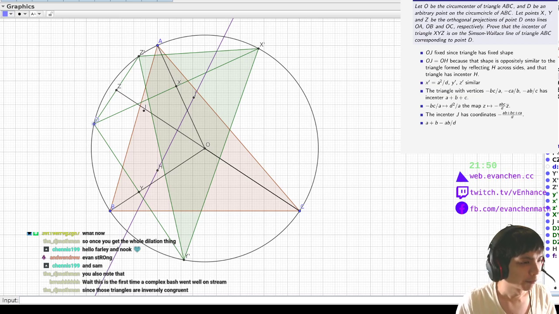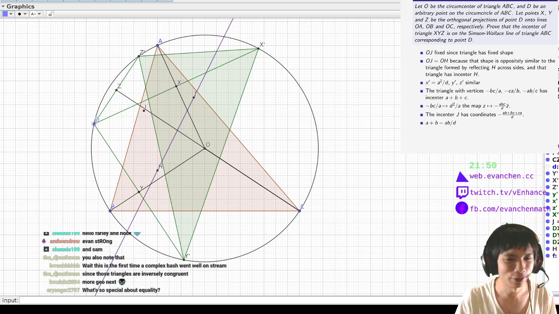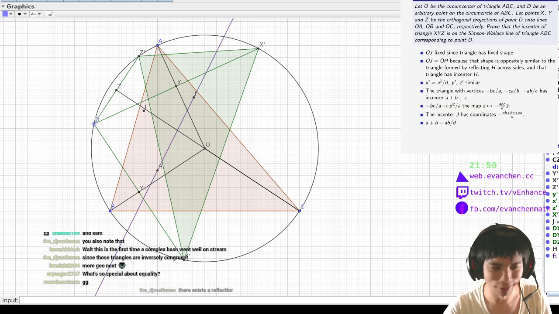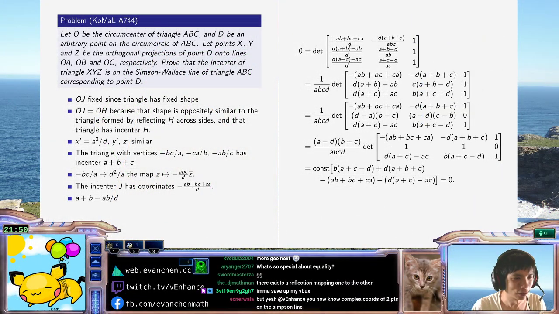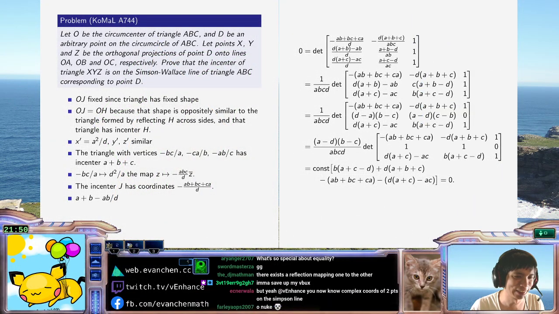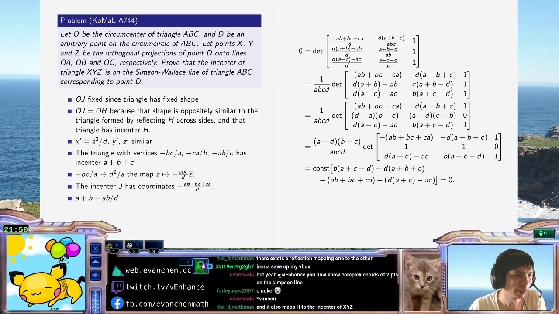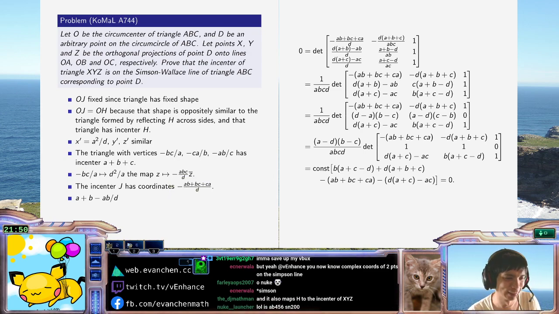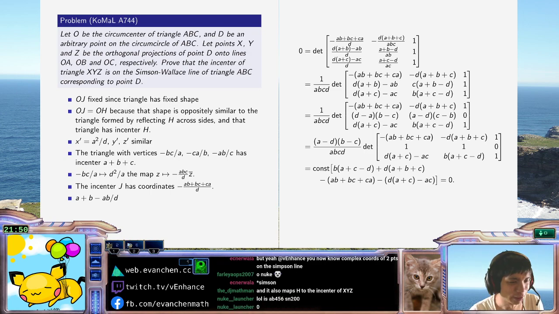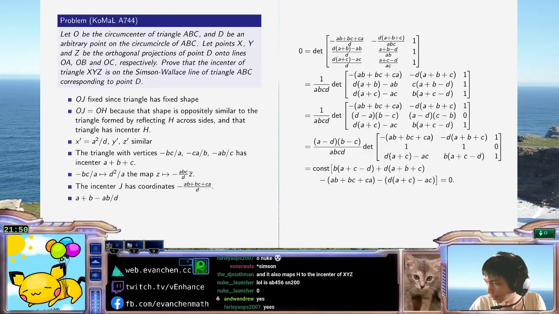This is the first time a complex bash went well on stream. That's because when you look at the complex bash, oh, actually there are 12 terms. Okay, so it's a little longer than the last one. But you know, the incenter was literally this. It has to be easy. Even I can do it. Now I know the Simson line is the line through this guy and the orthocenter, I guess, once you dilate back.